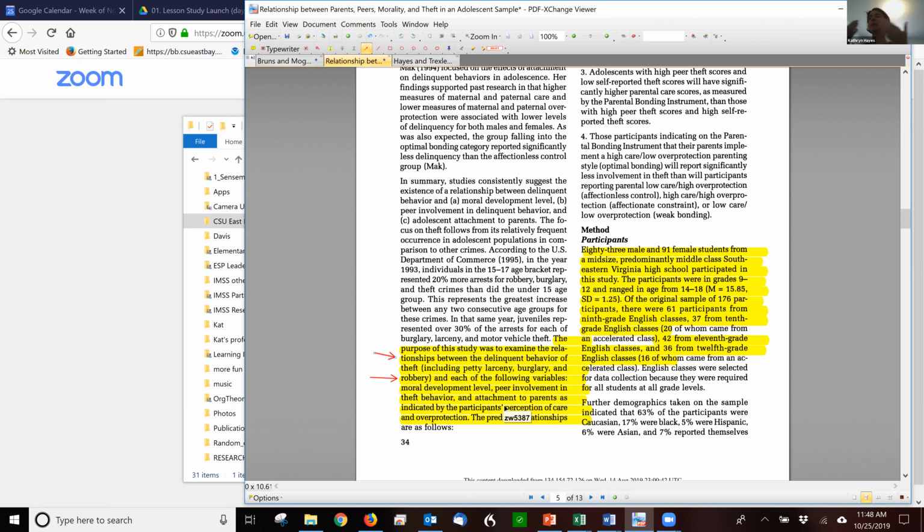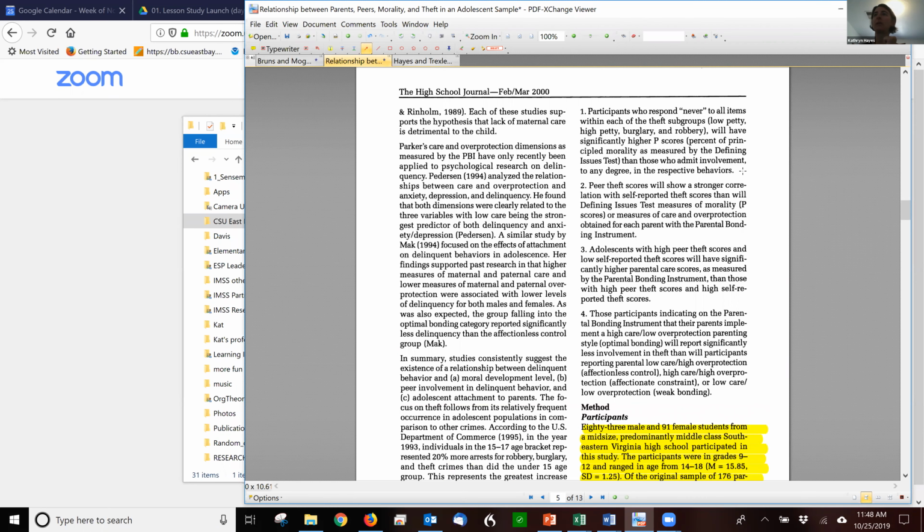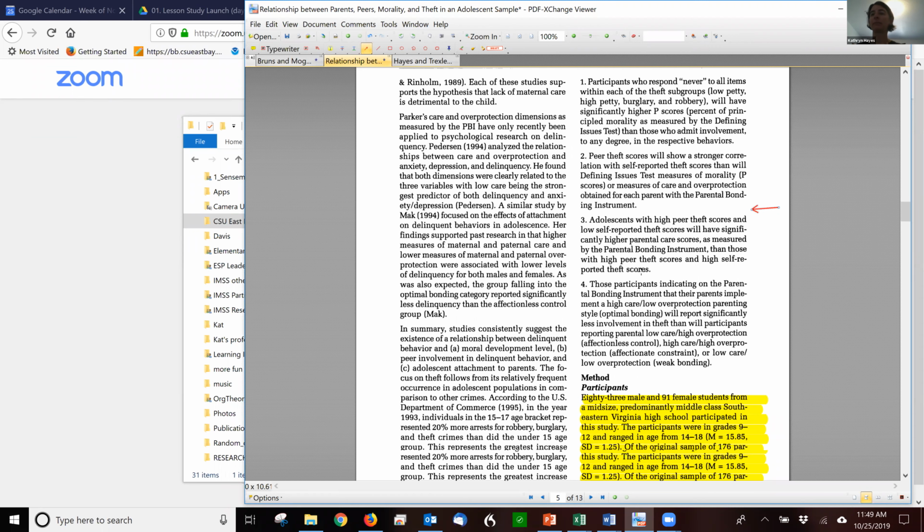That means if it's quantitative, they're going to be doing some kind of quantitative analysis like a regression that is going to determine the relationships between two different variables, right? And then they even say the predicted relationships are as follows. And then they give four hypotheses, right? These are very important to the research design. They say, for example, in number two, that peer theft scores will show a stronger correlation with self-reported theft scores than will measures of morality. Okay, so that's one of their hypotheses that they're testing.